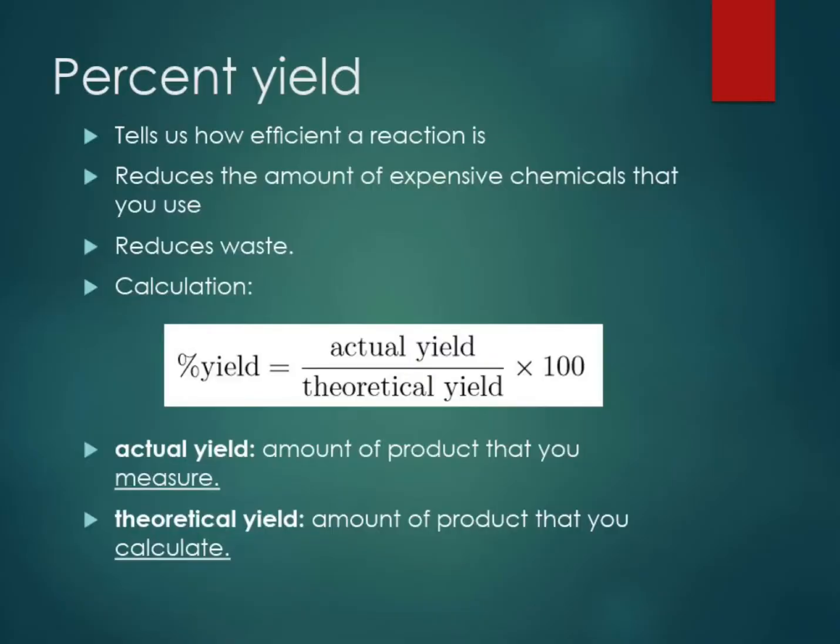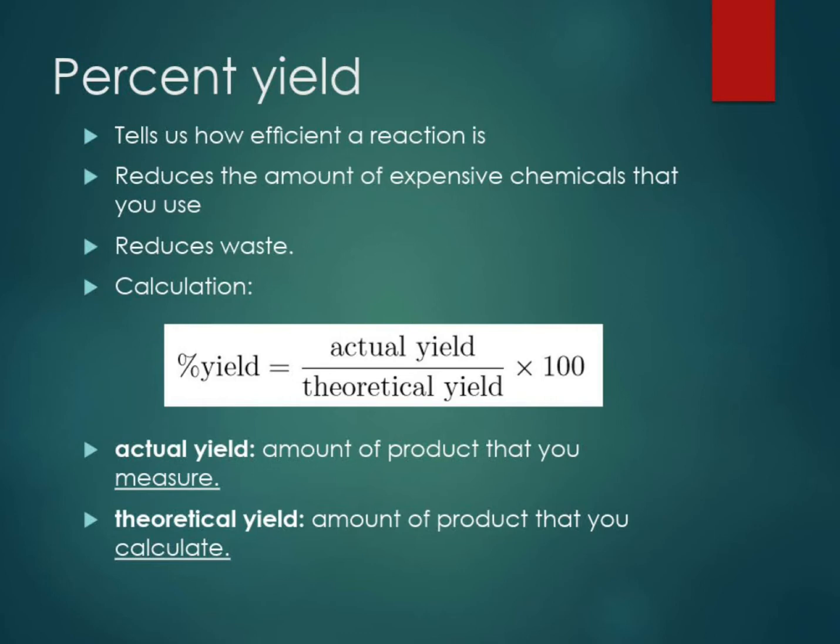So today we are going to be looking at percentage yield. Now, percentage yield tells us how efficient a reaction is. Why it is important to know this is because it reduces the amount of expensive chemicals that you use, and it also reduces waste.